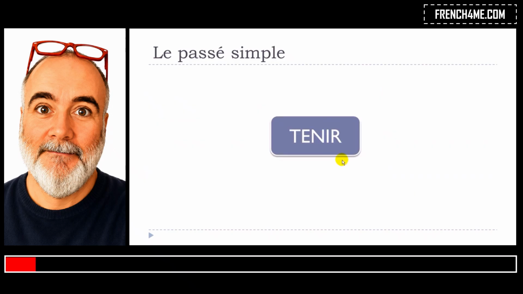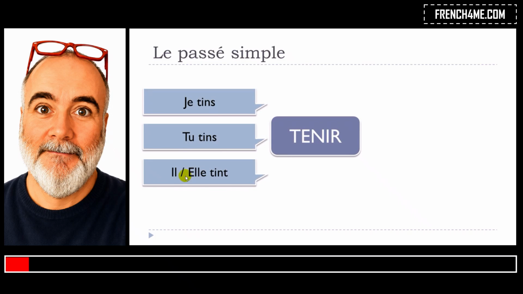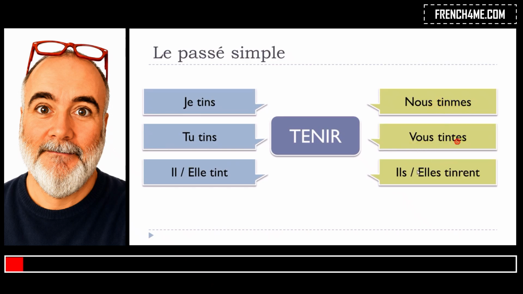And then, as I said, tenir, so exactly the same thing as we had for venir. So we're talking about tenir and all the verbs that will be composed based on tenir, okay? So, je tins, tu tins, il tint, elle tint, nous tîmes, same thing, same tricky phonetical thing here, nous tîmes, okay? Vous tîntes, ils tinrent, elles tinrent.